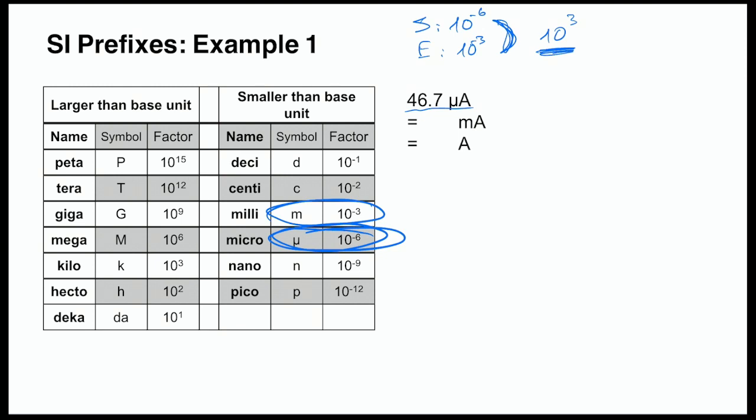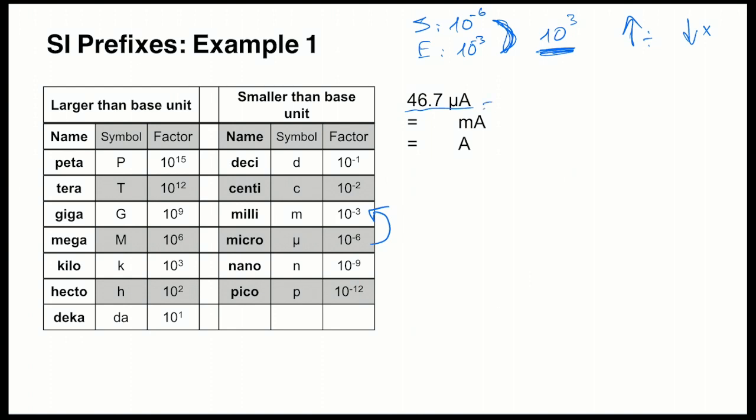And I'm going to decide whether I multiply or I divide. So if I'm going up, I divide. If I'm going down, I multiply. I can see here that I'm going up on the table. If I remove these, I can see that I'm going up on the table here. So I'm going to divide.